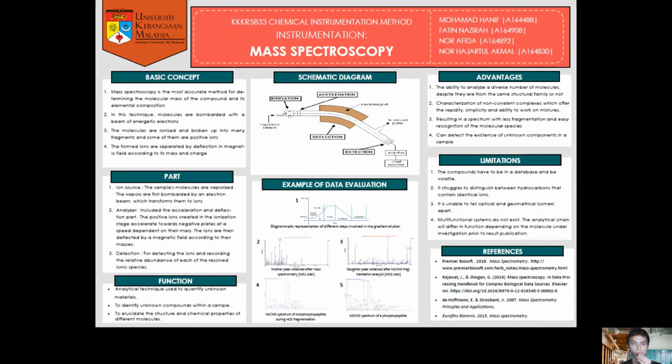Next is the data evaluation. The gradient method is employed for those samples that have a wide k range and hence cannot be separated using an isocratic method. Gradient reverse-phase HPLC is specified by 3 essential parameters: initial %B, final %B, and gradient time Tg over which the transition to the final eluotropic strength is achieved. Figure 1 shows the diagrammatic representation of the different steps involved in the gradient elution.